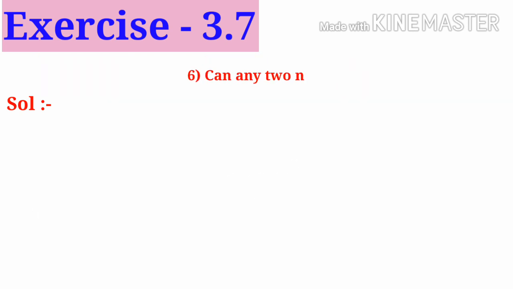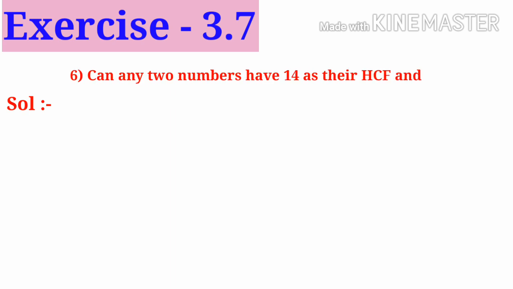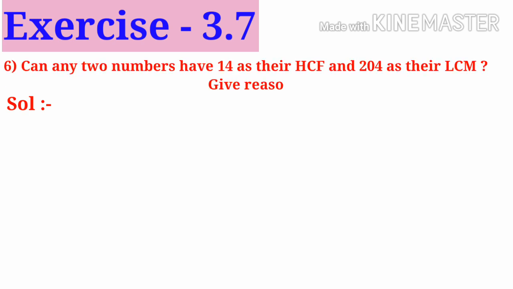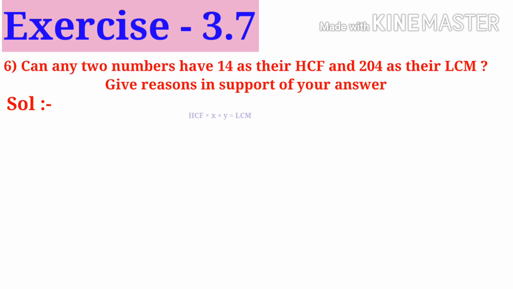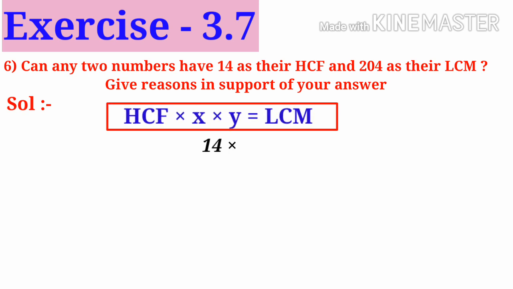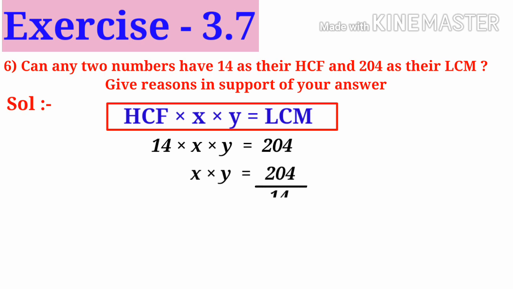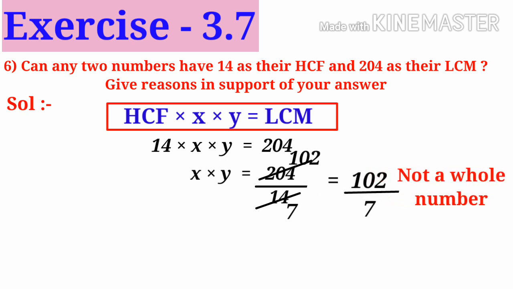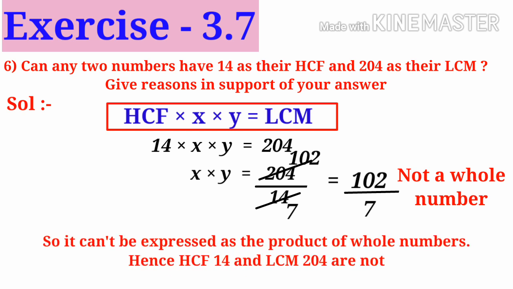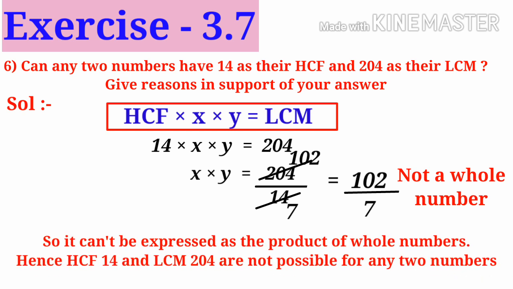Now last problem, sixth. Can any two numbers have 14 as their HCF and 204 as their LCM? Give reasons in support of your answer. We know that HCF into X into Y is LCM. So 14 into X into Y is 204. So X into Y is 204 by 14. On simplification by 2, 2 sevens are 14, 2 into 102. That is 102 by 7, which is not a whole number. So it cannot be expressed as a product of whole numbers. So HCF 14 and LCM 204 are not possible for any two numbers.